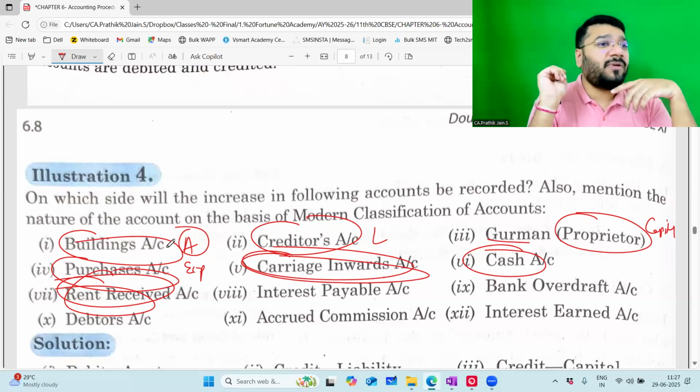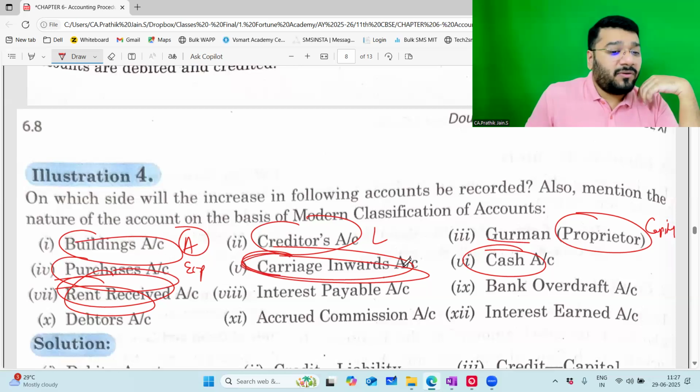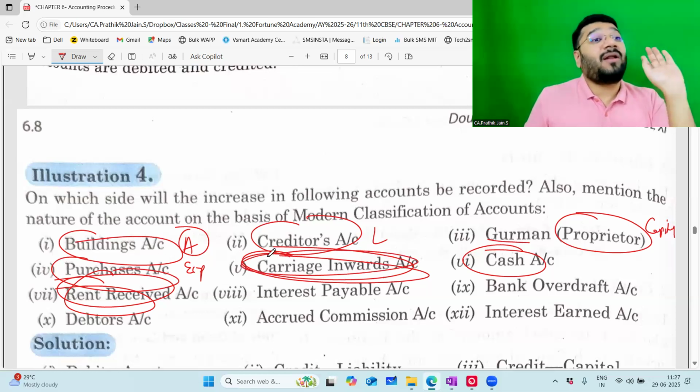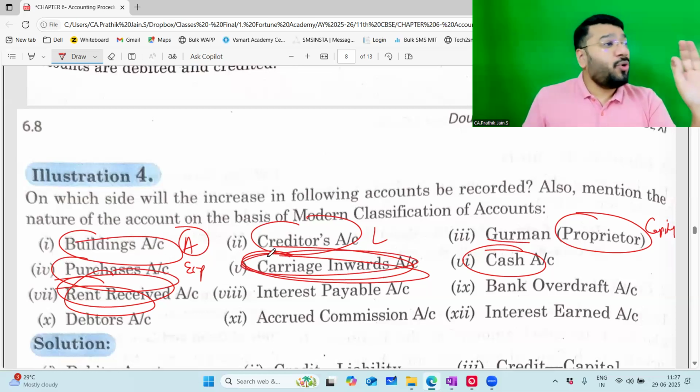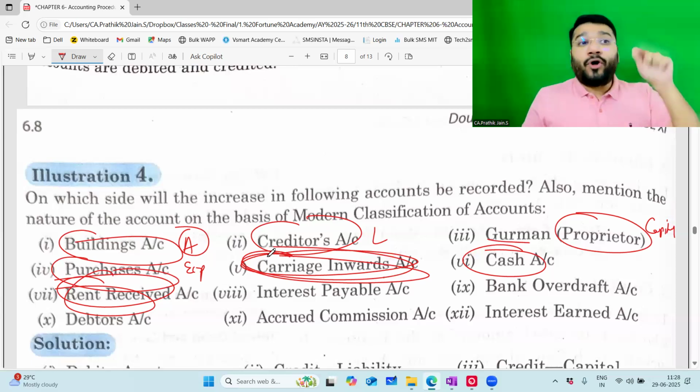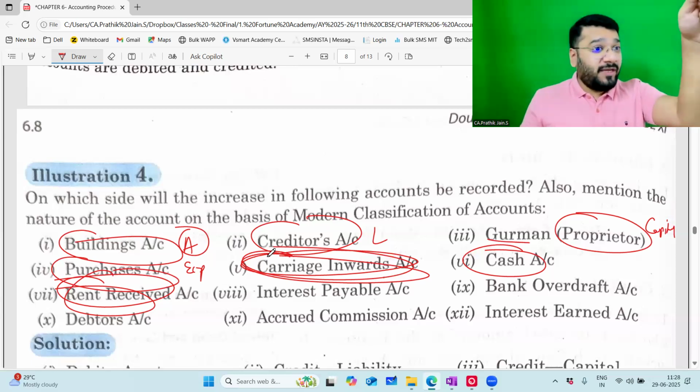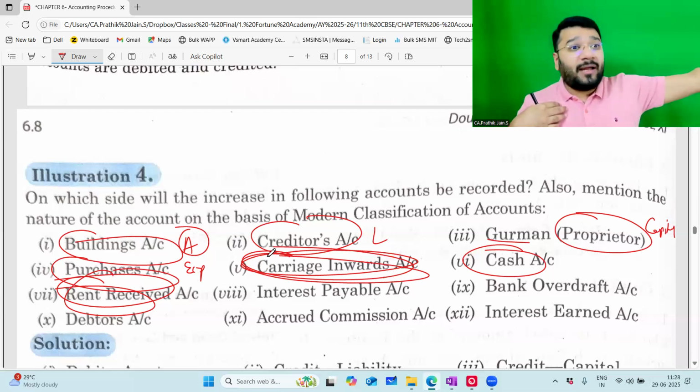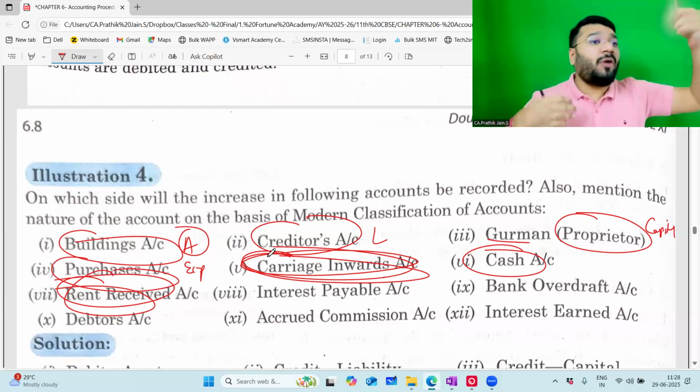Carriage inward is expense only. Donkey fellow, this is transport. Carriage means what? Transportation charges. Now you are my customer and I am the shop owner. You purchased AC, so I have to do home delivery. For you it is free. You're not paying money, but I have to pay the money to the porter guy, no? I have to pay the money to the transport guy, no? So I'm bearing the expenses on your behalf.